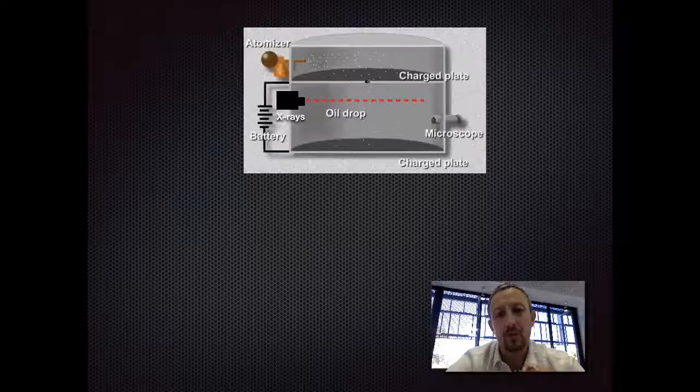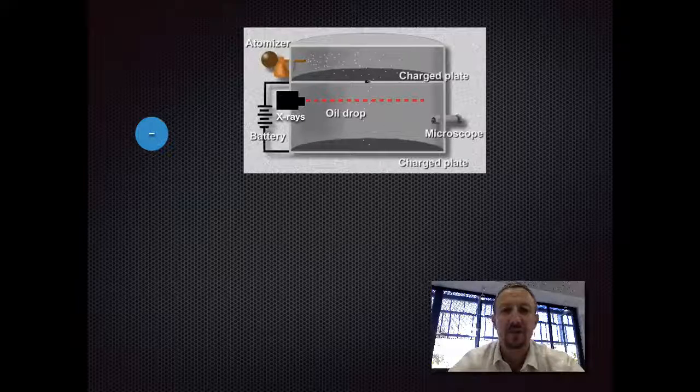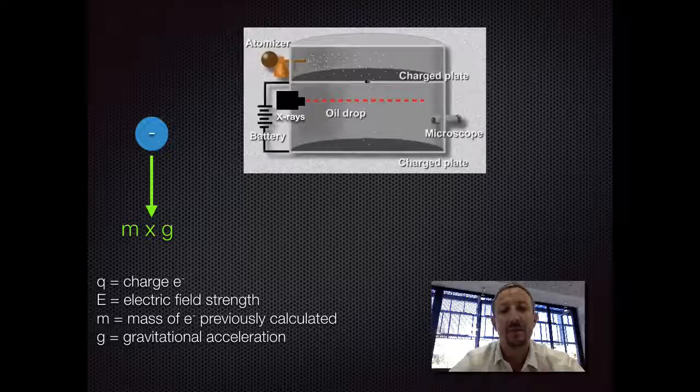Now, the oil drop would normally fall due to gravity. So as you can see on the left-hand side, if we've got added electrons onto the oil drop, making it negatively charged, the first thing that would happen is that it would drop due to gravity. So the mass of the oil drop would fall due to the effect of gravity, where m is mass and g is gravitational acceleration. Now, using the microscope, he was able to vary the positive charge on the top plate, which caused attraction from the negative electron to the positive plate at the top.